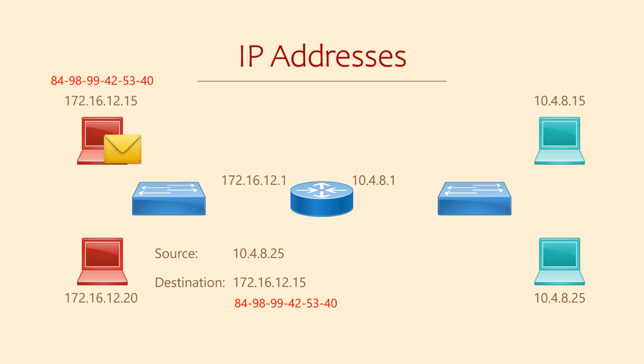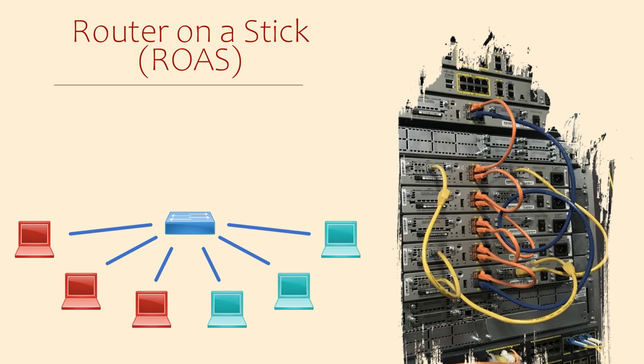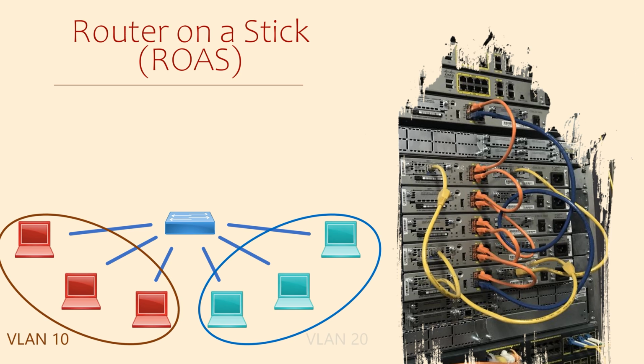So when the router needs to forward the packet on, it simply repeats the process. It uses ARP to get the destination MAC address, encapsulates the packet into a frame, and then sends it. That was a simple topology. A more complicated one might look like this. In this case, we have one switch with a few devices connected. Some are in VLAN 10 and some are in VLAN 20.